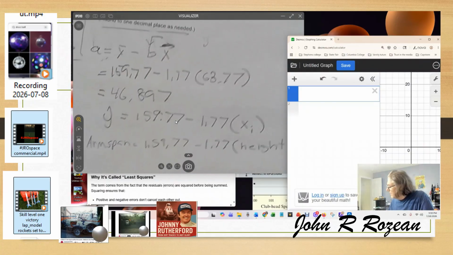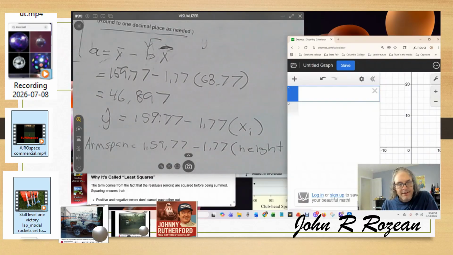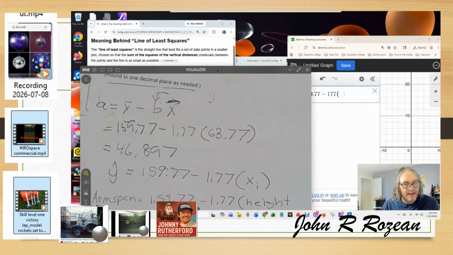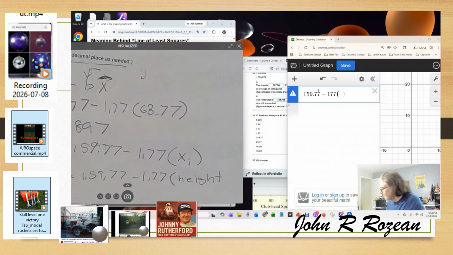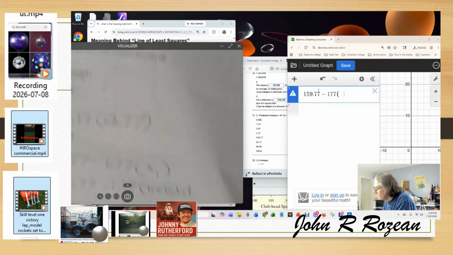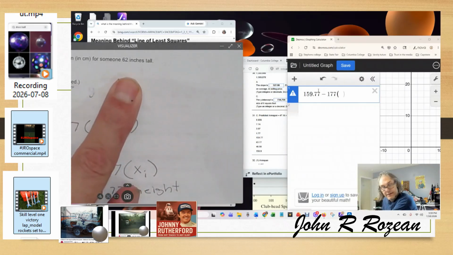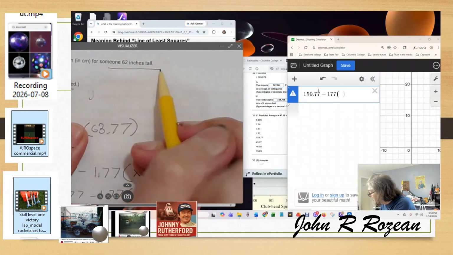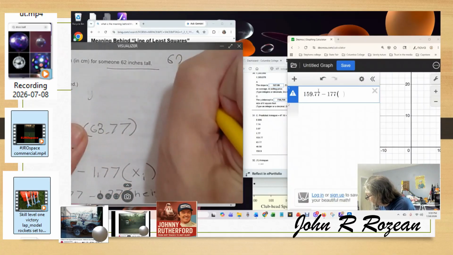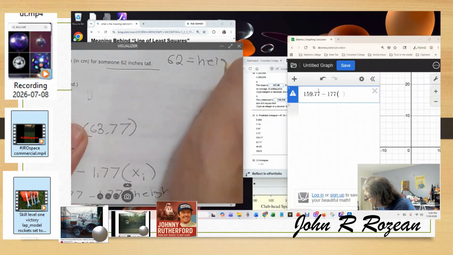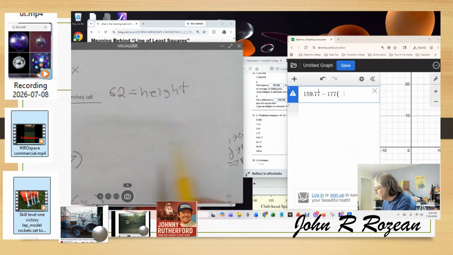So let's try this and see how accurate it gets. Let's just go ahead and put it to the test and see if it does. So I do suggest you go back, and then what are we predicting? We're predicting at x equals 62. That's 62 equals height. That's an assignment right there.